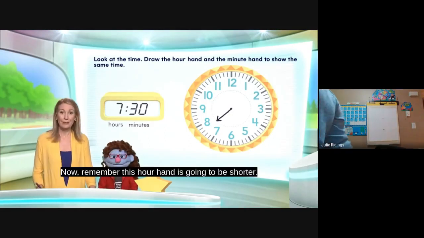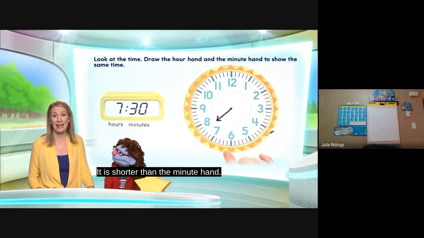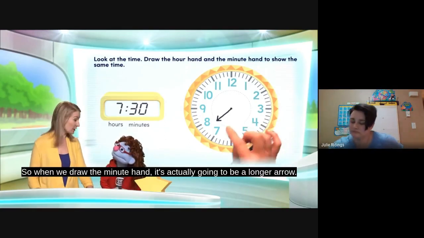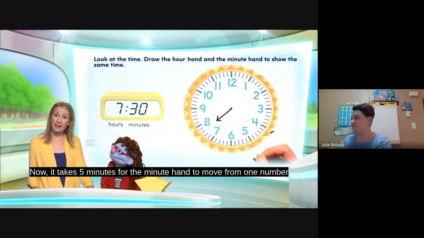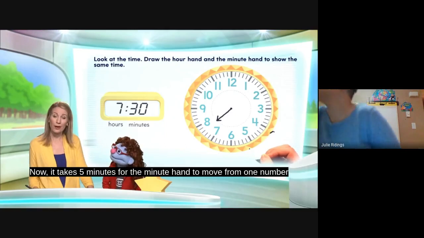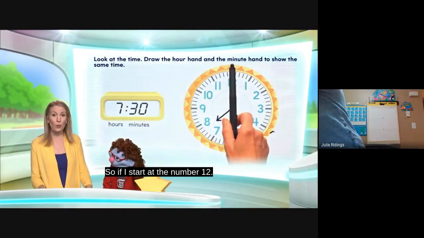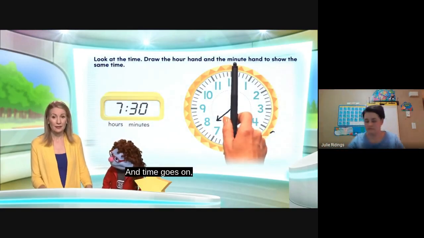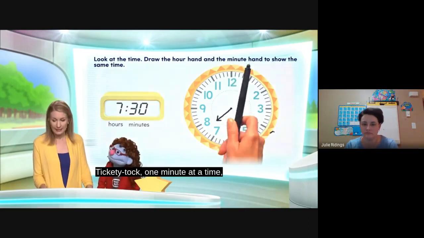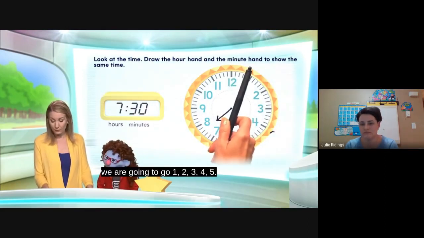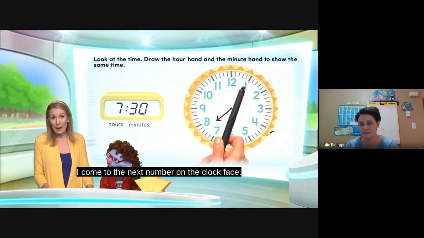All right. Now, remember, this hour hand is going to be shorter. It is shorter than the minute hand. So when we draw the minute hand, it's actually going to be a longer arrow. Okay. Now, it takes 5 minutes for the minute hand to move from one number to the next number on a clock face. So if I start at the number 12 and time goes on, right? Tickety-tock, 1 minute at a time. Here go 1, 2, 3, 4, 5. When I get 5 minutes away, I come to the next number on the clock face.